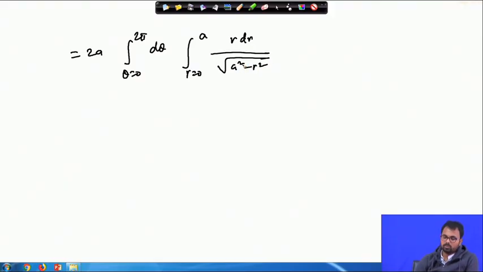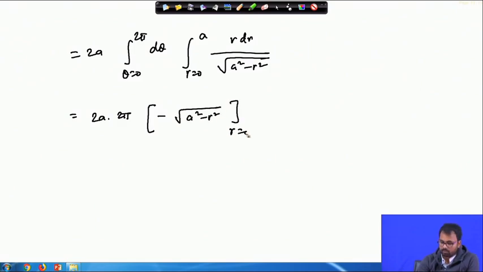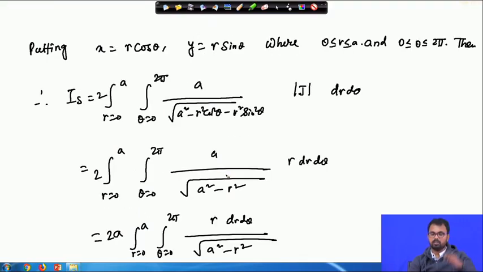Now I substitute a square minus r square equals z, and then in that case we will have 2r dr equal to some dz, and that can be handled very easily. So calculating this integral would not be difficult. So this will be 2a times 2 pi, and this integral would be minus the square root of a square minus r square, where r is running from 0 to a. So this is basically 4 a pi, and when we substitute r equals a, this will be 0 plus a, so that means 4 pi a square. So this is the required surface area of this sphere.